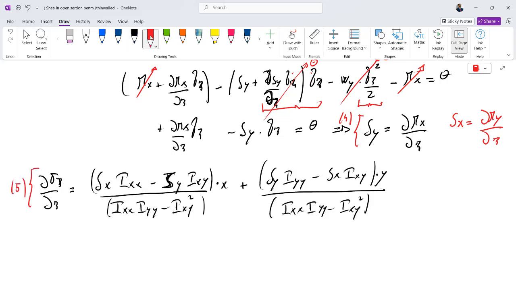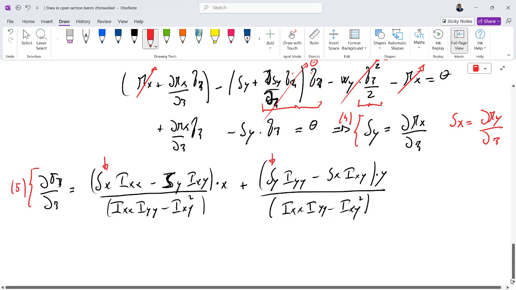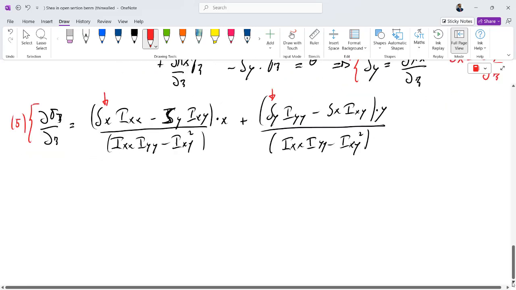Now we can see the variation of the bending stress due to the shear loads, because we have shear now. So the variation of the bending stress along the z-axis clearly depends on the shear Sx that is acting along the x-axis, and Sy that is acting along the y-axis. This formulation is quite similar to the sigma z studied for the bending moment.